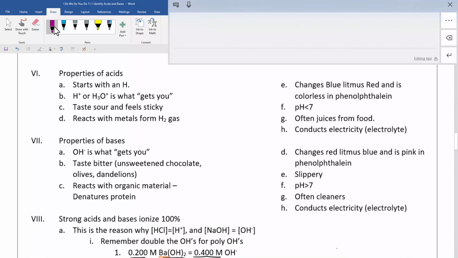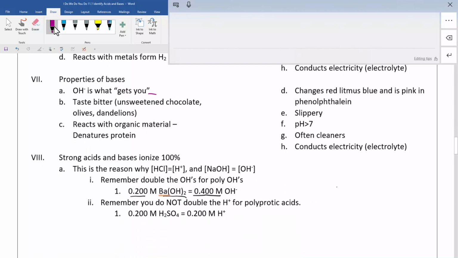Properties of bases are kind of the opposite. The OH negative is what gets you instead of H positive. They taste bitter instead of sour. They react with organic material, denature protein, dissolve bodies if you're a serial killer. My wife watches all those serial killer things. Changes red litmus blue and pink in phenolphthalein. It's slippery. pH is over 7. It's often a cleaner, and it conducts electricity.